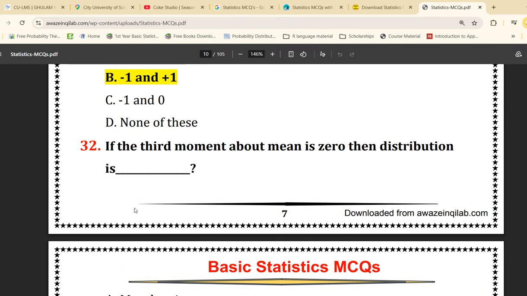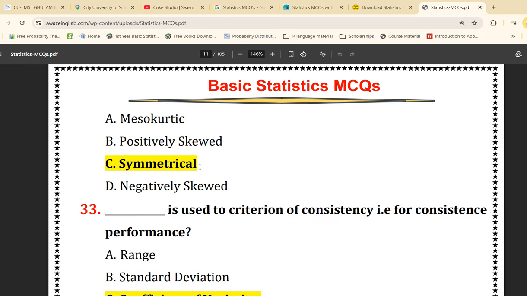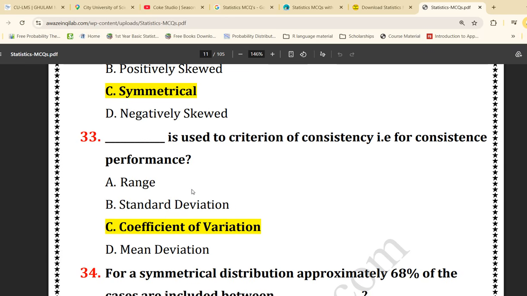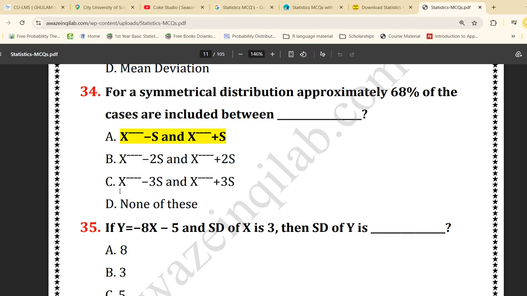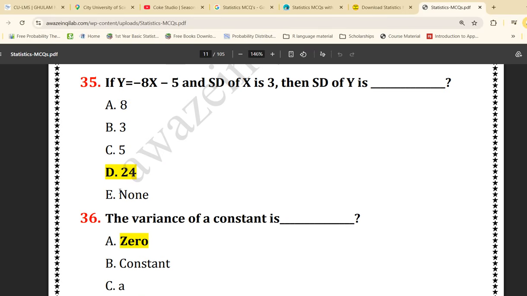Now look, if the third moment about the mean is 0, then the distribution is what? Symmetric. The coefficient of variation is used to check consistency, the consistent performance. So these are the questions.